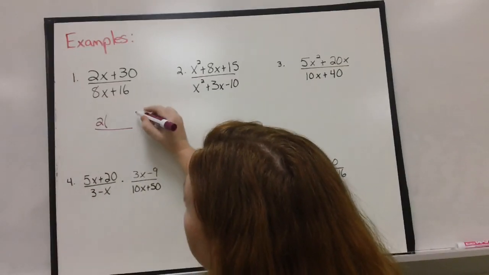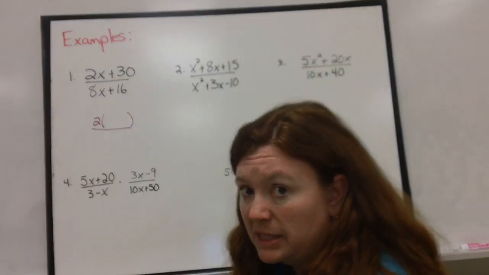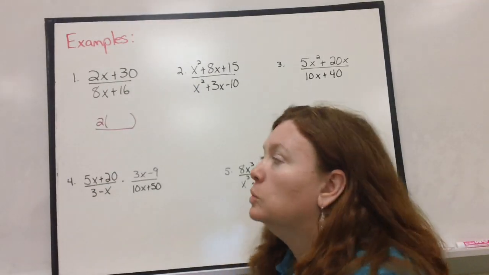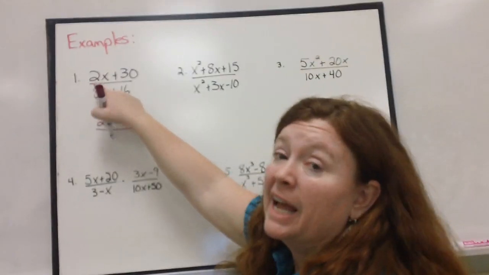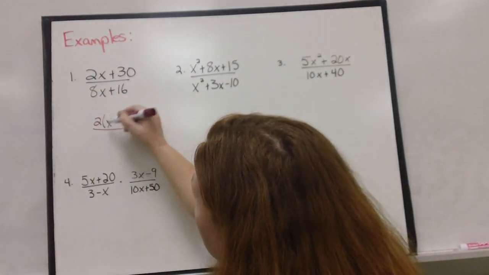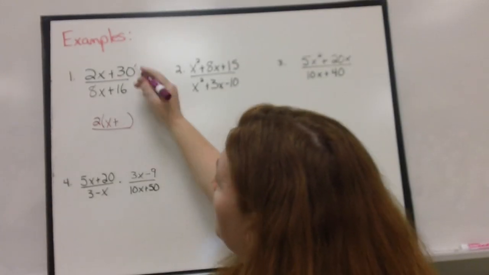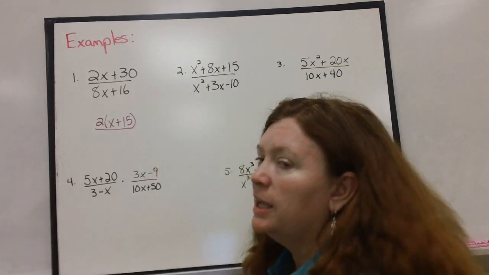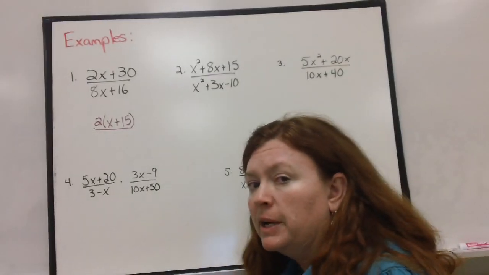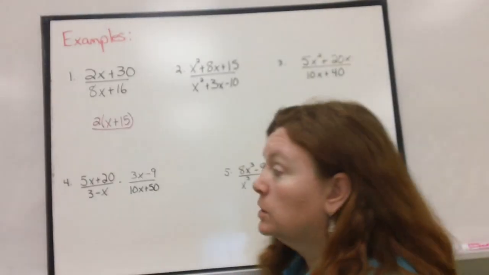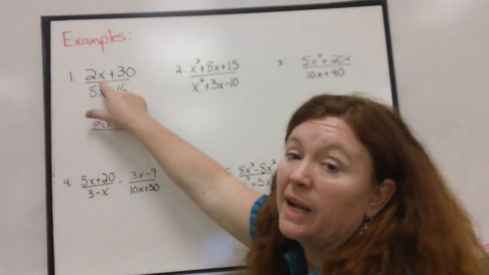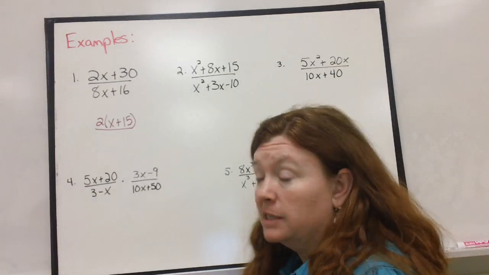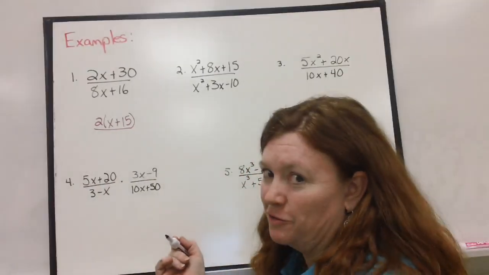So we write a 2 on the outside, draw some parentheses, and we ask ourselves, what do I have left when I divide them both by 2? Well, I'll divide that by 2 and I get x. I write the plus sign. 30 divided by 2 is 15. Do you see if I used the distributive property, it would multiply back out? 2 times x is 2x. 2 times 15 is 30. So they are equivalent, but they are in factored form.